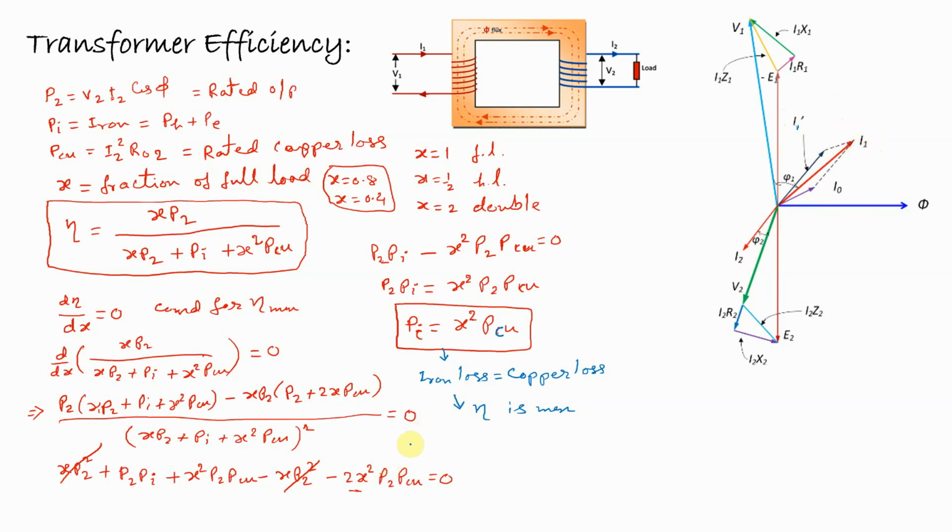Now, as we have seen, depending upon the load, the efficiency changes, so we can find the value of x here. From this relation, x will be equal to square root of Pi upon PCU. As the iron loss is constant for a transformer and PCU, the rated copper loss, is also constant, by using this value we can easily find x, the fraction of the load for which the efficiency of the transformer will become maximum.